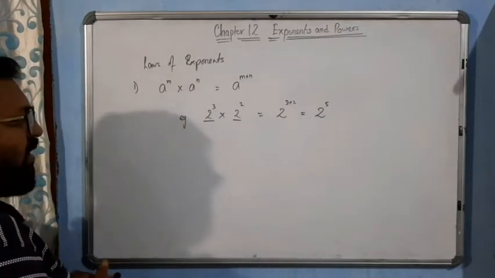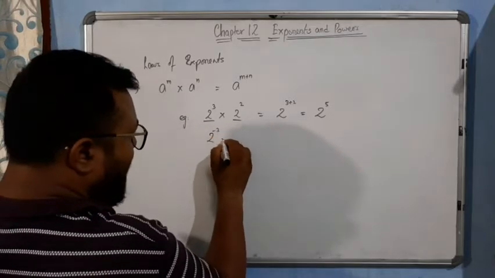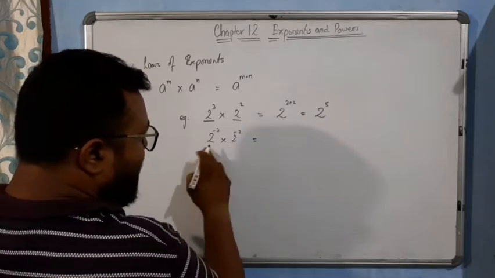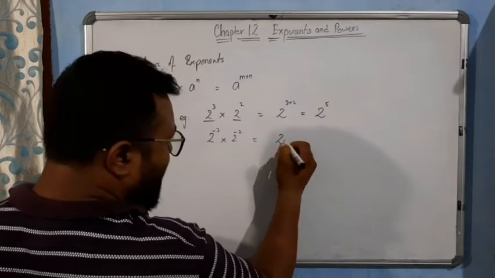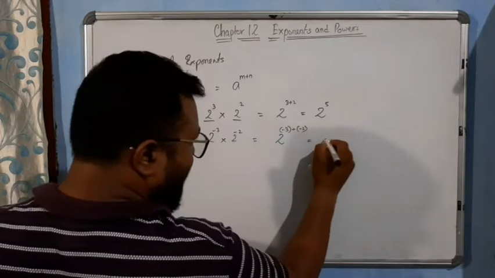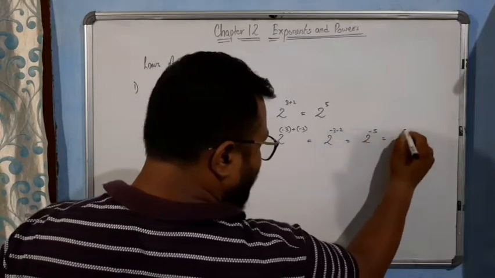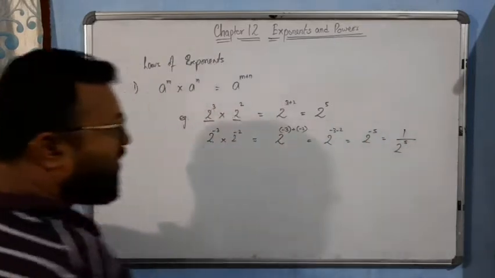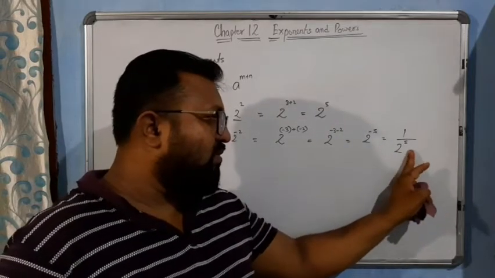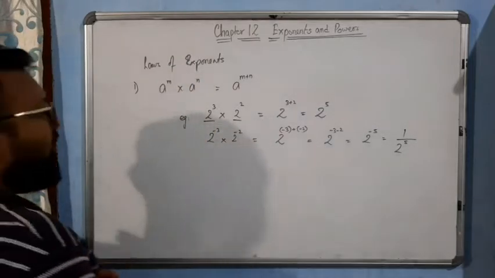If you want to take negatives, for example 2 to the power minus 3 into 2 to the power minus 2, then also the base is common, and minus 3 plus minus 2 gives minus 5. It will be 2 to the power minus 5, which is 1 by 2 to the power 5. Again, you can multiply 2 into 2 into 2 five times and find the value. Now this is all about the first law.